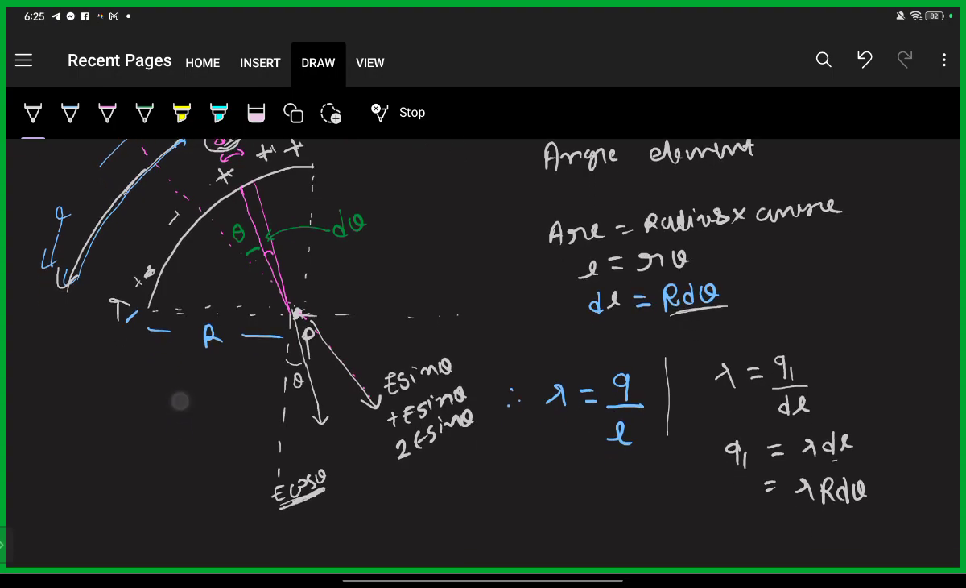Okay, so right now that's it for it. But in future, I will give you more examples on how to take an element. There are two or three methods also, but it is too advanced, too advanced for JEE also.